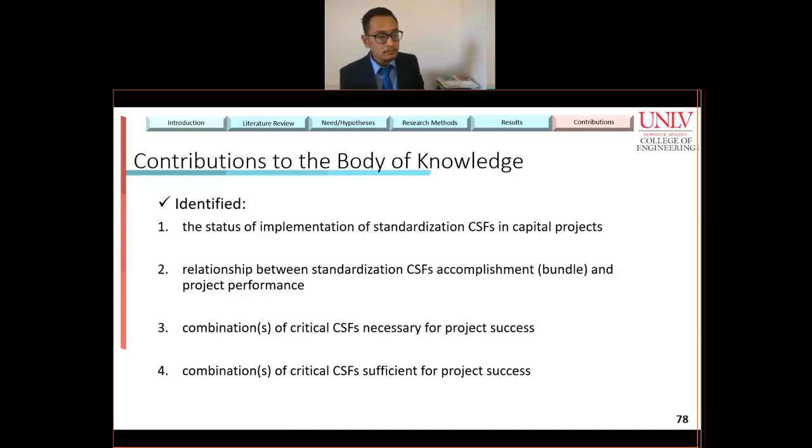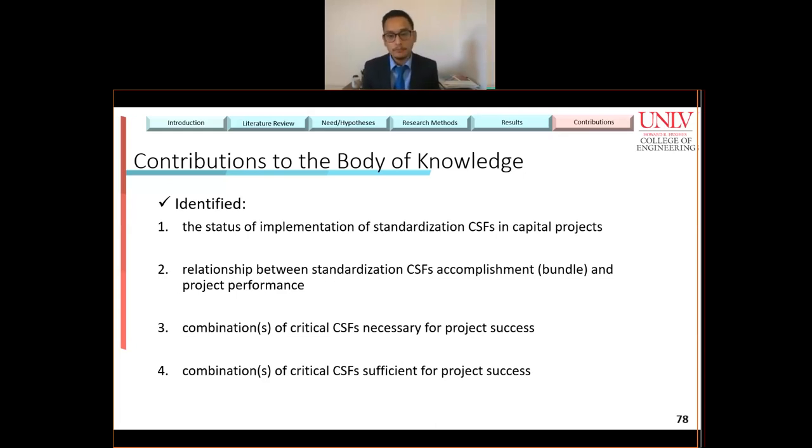The following are the contributions to the body of knowledge of this study. This study identifies the status of accomplishment of standardization CSFs in capital projects. Also, this study identifies the relationship between standardization CSF accomplishments and project performance, and how accomplishing one helps the other improve. And finally, it helps understand the combinations of critical CSFs that are necessary as well as sufficient for project success.